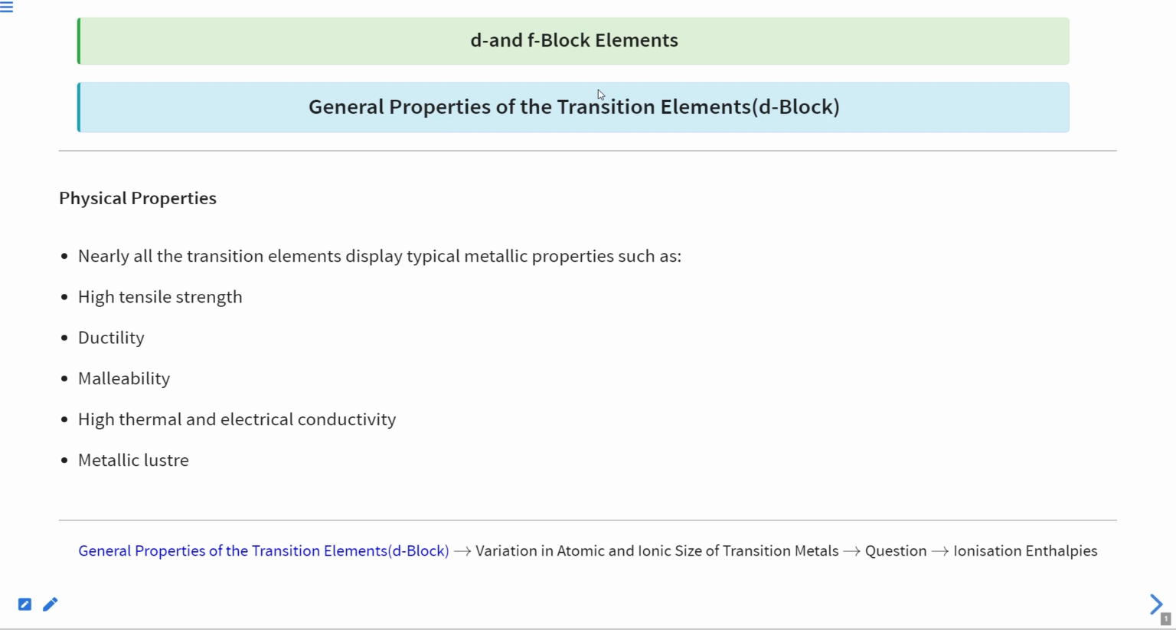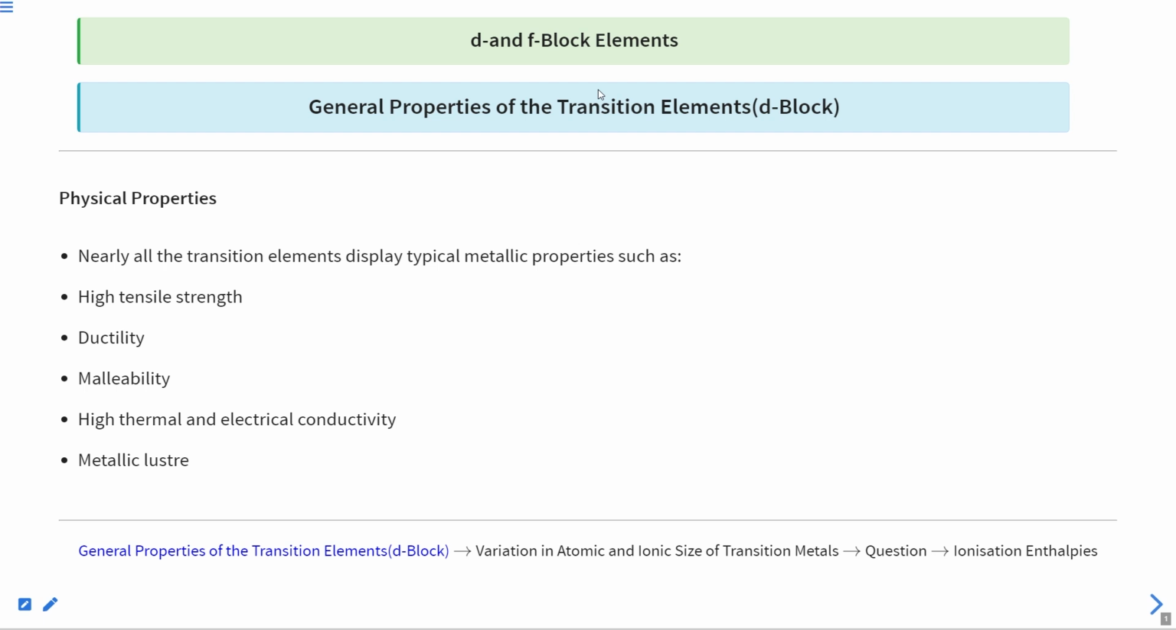Now, if I look at the physical properties of the d and f block, you will find that all of the properties are in accordance with the properties of metal. You can see here that nearly all the transition metals display typical metallic properties, which are high tensile strength, ductility, malleability, metallic luster, high thermal and electrical conductivity. These are all the properties of a metal, right? For that reason, the d and f block elements are considered as metal. They're mostly metals. I would not say all of them are metals, but they are mostly metals.